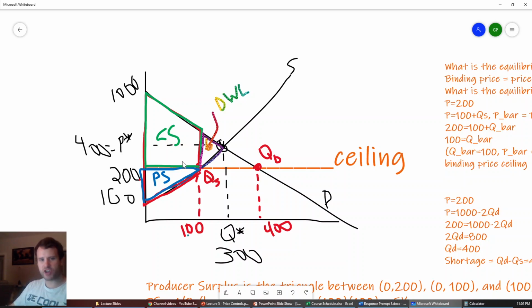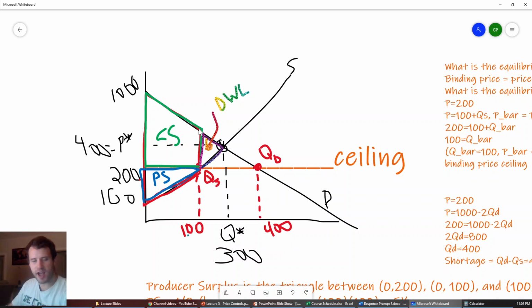Then for consumer surplus, we have a trapezoid. Okay, and we know three of the points off the bat. We know the y-intercept, we know the equilibrium price, and we know the equilibrium quantity and price. So we have these three points here, and we needed this point over here, which is the intersection of Q equals 100 and the demand curve. It's the demand curve at the point of 100. So we plug 100 into the demand curve to find this point. Okay, and what's the significance of 100? It's the equilibrium quantity. We plug the equilibrium quantity into the demand curve to see what the last person's willingness to pay was. Okay, and that'll give us this vertical height here.